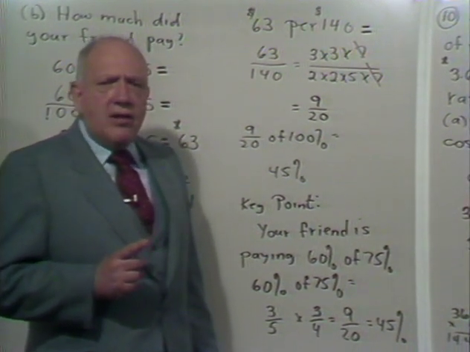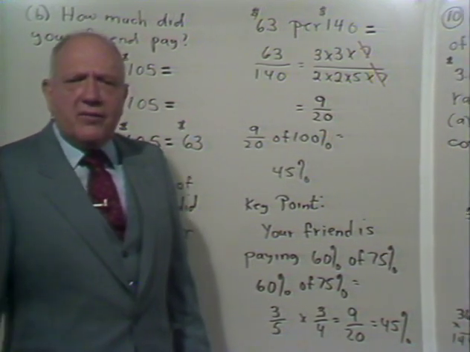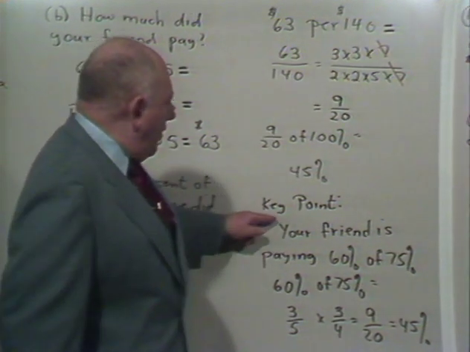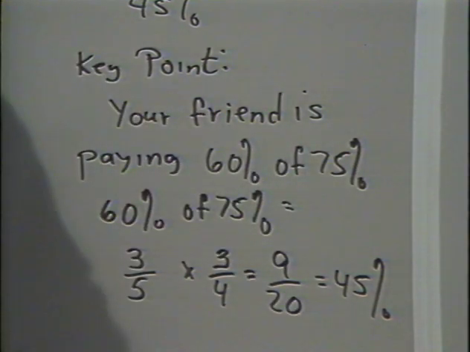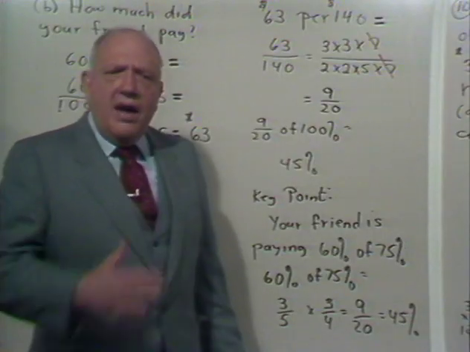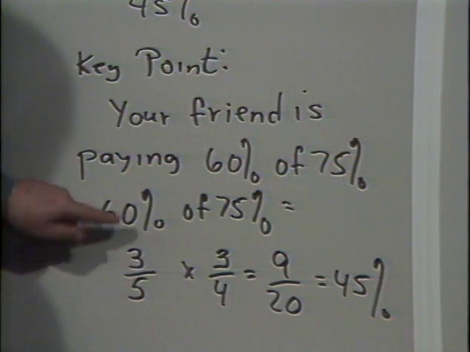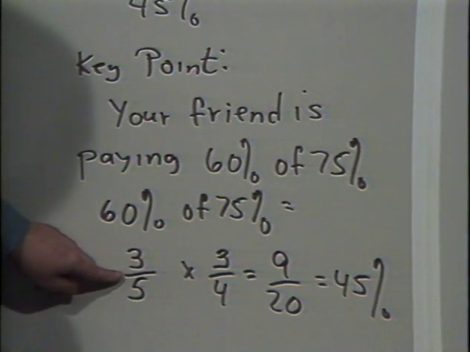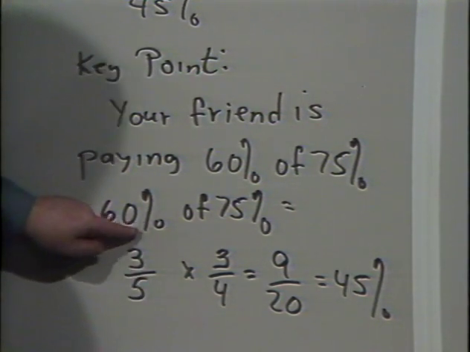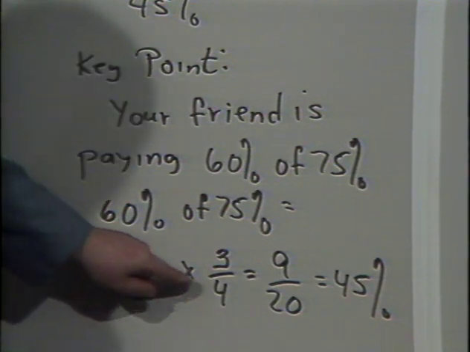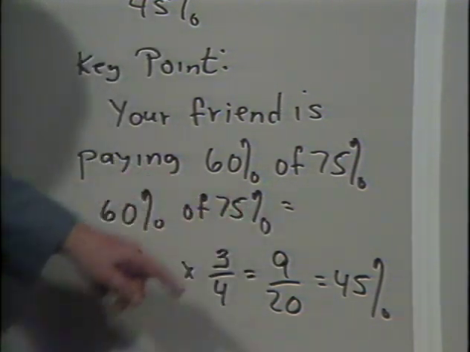And by the way, I said I'd made this problem easier. You can do part C without even knowing the price of the radio, believe it or not. Look, whatever the price was, isn't your friend paying 60% of 75%? No matter what the price was, you're paying 75%. He's paying 60%, so he's paying what? 60% of the 75%. 60%, as we saw before, reduces to 3/5. 75% reduces to 3/4. Of means times. 60% of 75% is therefore 3/5 times 3/4. That's 9/20. And 9/20, as we just saw, is 45%.